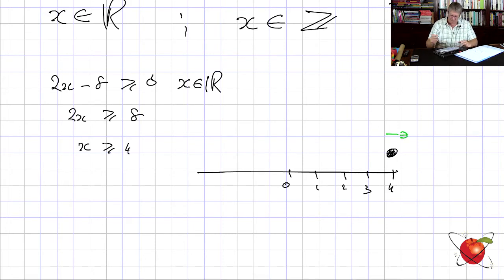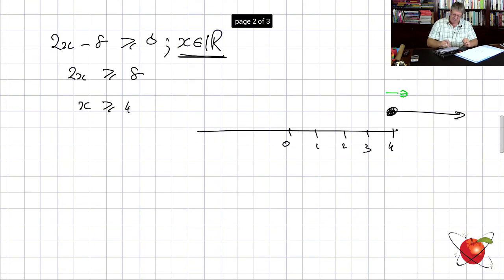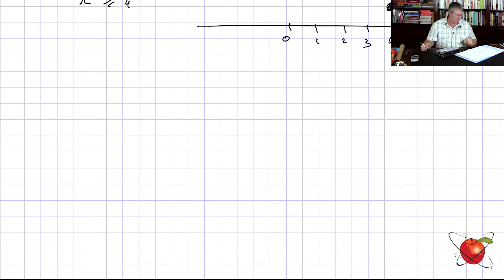Then I go back to my answer and I say, right, x. The next thing is I say, right, what is it? Is it integers or all numbers? It's everybody, so I put in an arrow like that. Okay? So how do we do these? That's in essence the process we're going to follow.